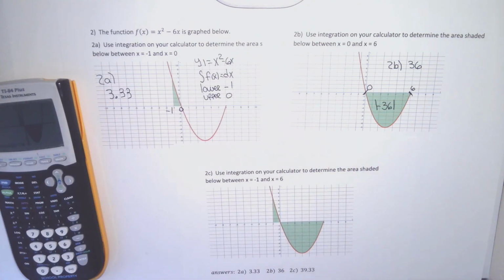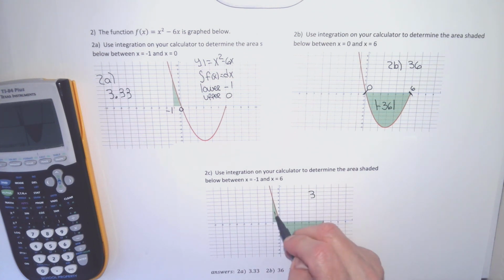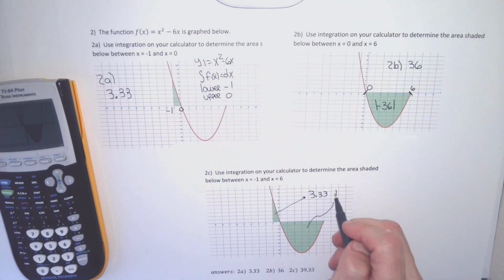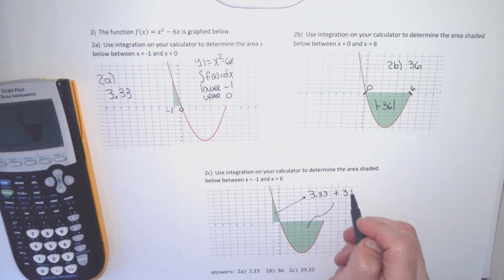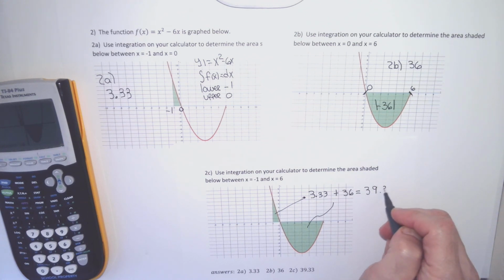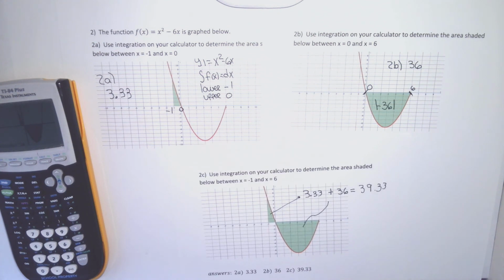2c wants me to find the total shaded area between this region and that region. And the region up here has a gross area of 3.33. The region beneath the x-axis has an area of 36. If I just add those two individual areas together, I get 39.33, that's going to be my answer to part C. That's the total shaded area.